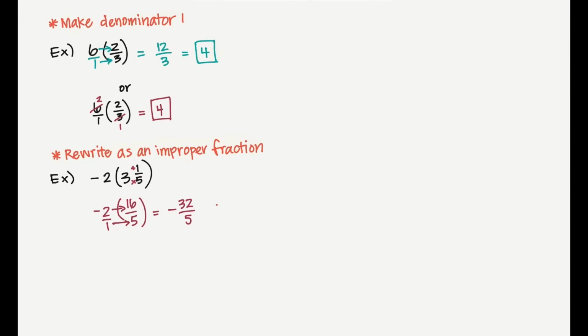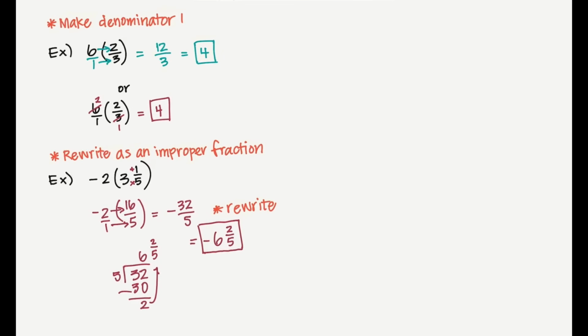But this now leaves me with an improper fraction. So one more time, let's rewrite it so that it can go back as a mixed number. And we do this by dividing. So 5 goes into 32 6 times. That leaves me with 30, and I have a remainder of 2. And now I bring that up, and I have 2/5 as my remainder. So it's going to be negative 6 2/5 because it should have been a negative answer to begin with.